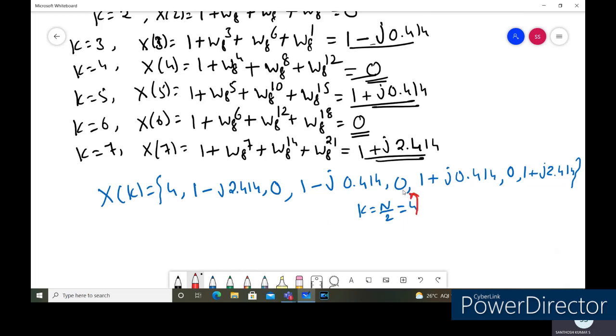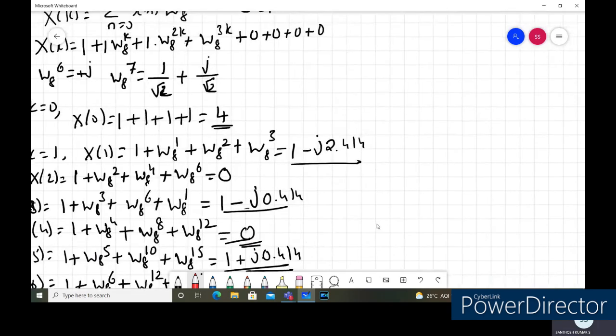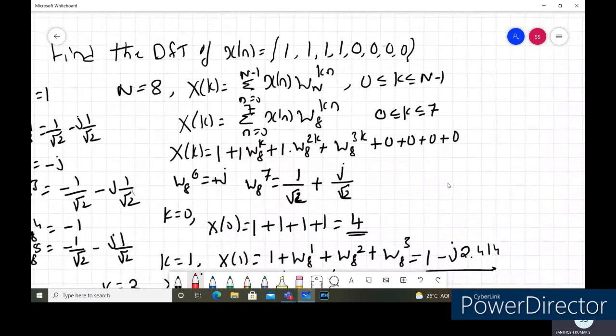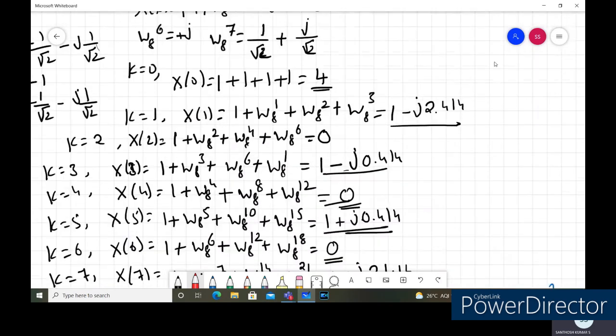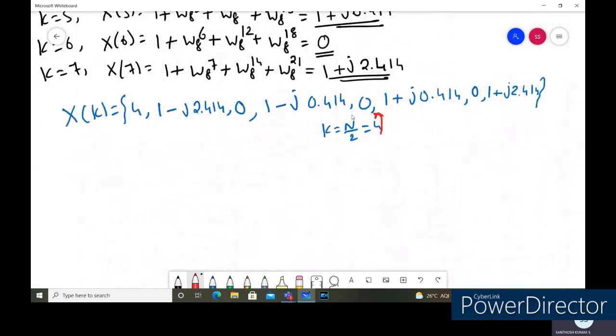So at the center point, there is one property which is called the symmetry property. Suppose x of n is a real sequence, as we have seen here, so it does not contain any complex quantity. Then its DFT, that is x of k, is going to satisfy the symmetry property. The symmetry is like this: about k is equal to N by 2, if you take the conjugate of this one, we'll get this one here.